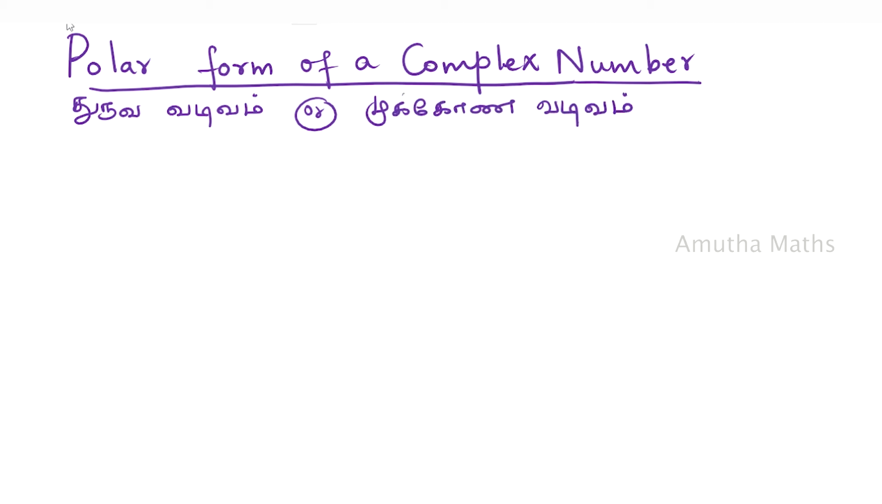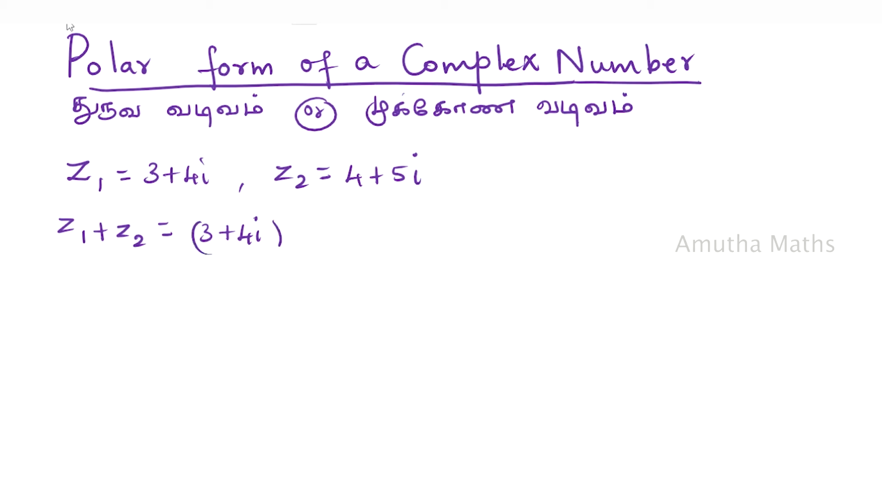Right. See, we have already studied how to add and subtract two complex numbers, right? So, for example, let us take Z1 is equal to 3 plus 4i, and Z2 is equal to 4 plus 5i. Now, how will you add these two complex numbers? We know, we have studied already. Z1 plus Z2 is equal to 3 plus 4i plus 4 plus 5i.